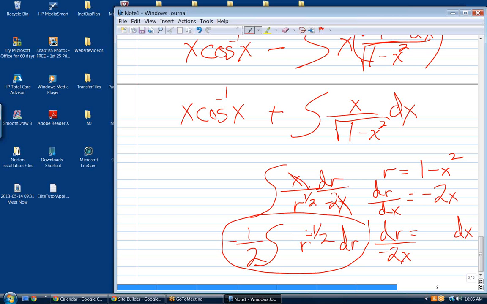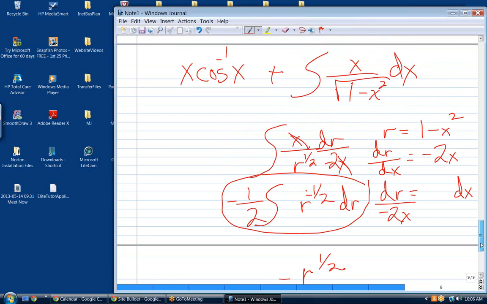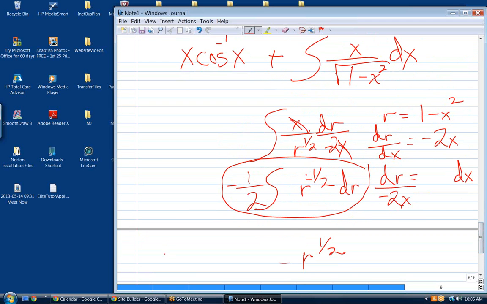Okay. And so when we integrate this, this becomes r to the plus 1/2 divided by plus 1/2, or multiplied by 2. So this integral becomes r to the 1/2 times 2 times this minus 1/2. So that is our integral for r. And we still have the uv part of it, x inverse cosine of x, and it's now become a negative again.